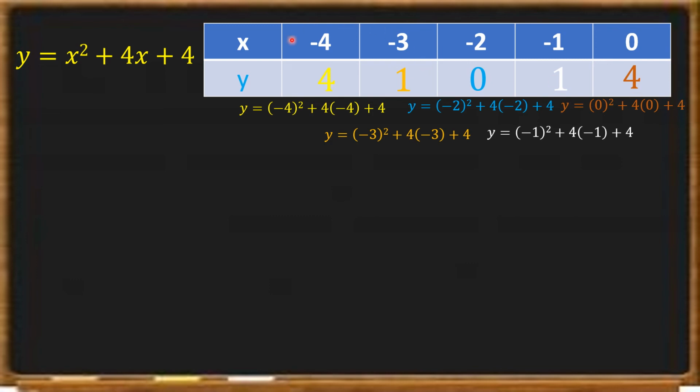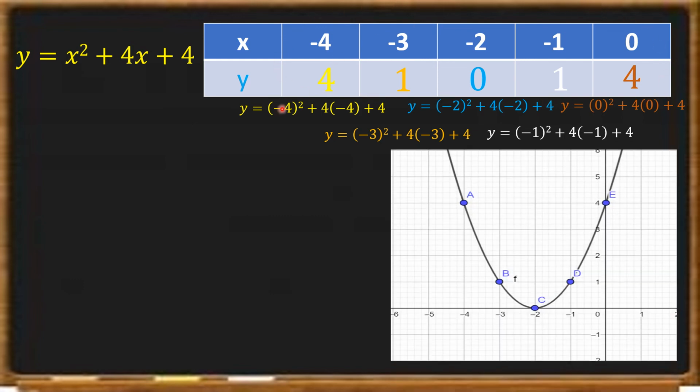Okay. So meron na ulit tayong 5 points na ipaplat. So pag pinlat yan, ayan na po siya. So ito yung negative 4, 4. Ito yung negative 3, 1. Ito yung negative 2, 0. Ito yung negative 1, 1. At 0, 4. Ito. Okay, ito yung vertex natin.